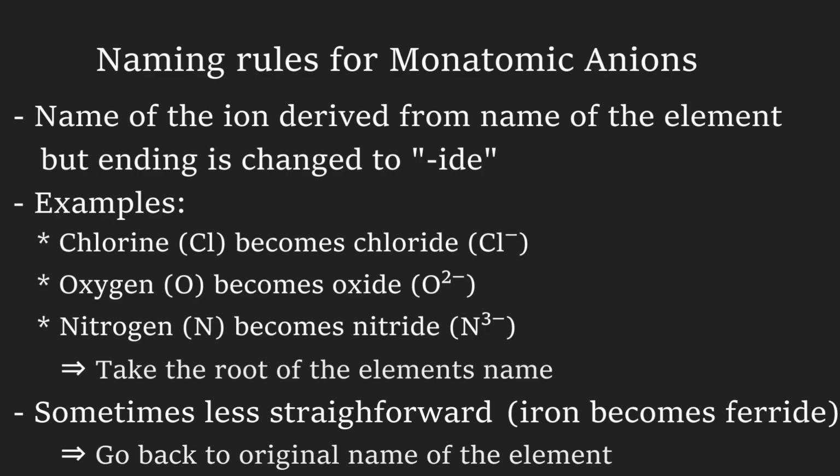Now, different than for monoatomic cations, where we have an exception to the general naming rule, namely for transition metals, the naming rule for monoatomic anions applies across the board. In other words, the rule that monoatomic anions are named by changing the ending of the element's name to -ide applies universally to all monoatomic anions with no exceptions, not even for monoatomic anions from the transition metals group.